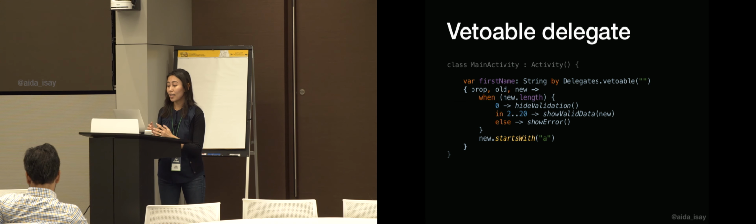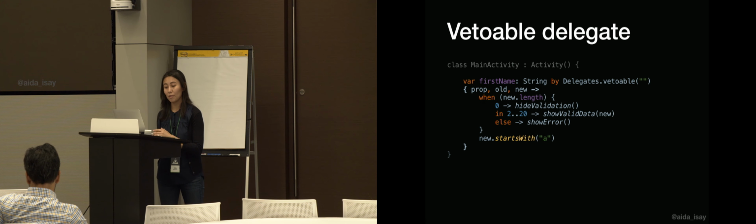Another great example of vetoable usage is validation. In this example, let's say we would like to accept names that start with A, like if you have a contact list and you're listing the names starting with A. And as a simple validation, we can use the length of the word. If it's empty, most likely it means the user did not enter anything, so there's no need to validate.